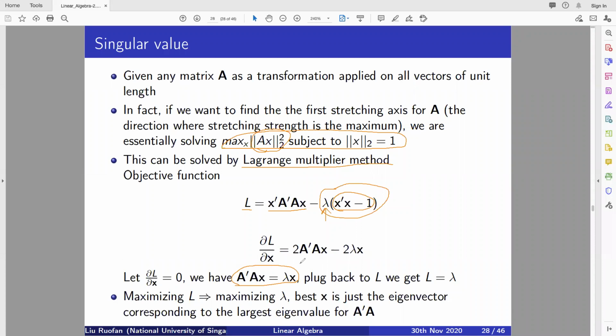Then if we plug this equation back into L, we will get L is equal to lambda. So to maximize L, we are essentially maximizing lambda. So the best x is just the eigenvector corresponding to the largest eigenvalue of A transpose A. Okay, keep going on.